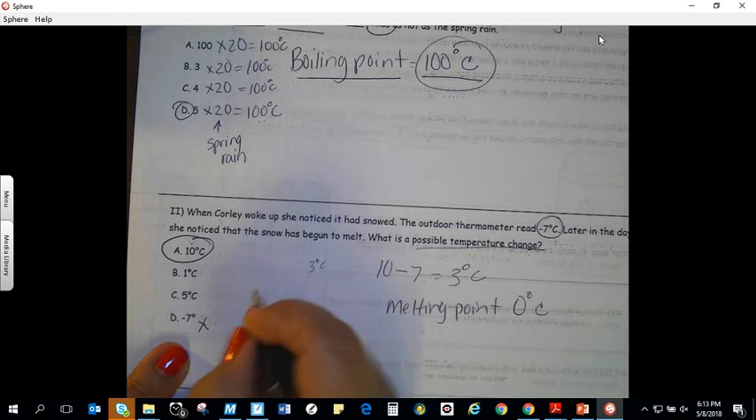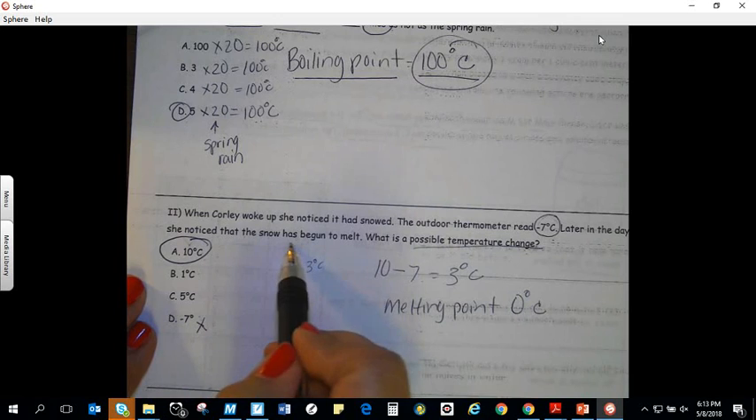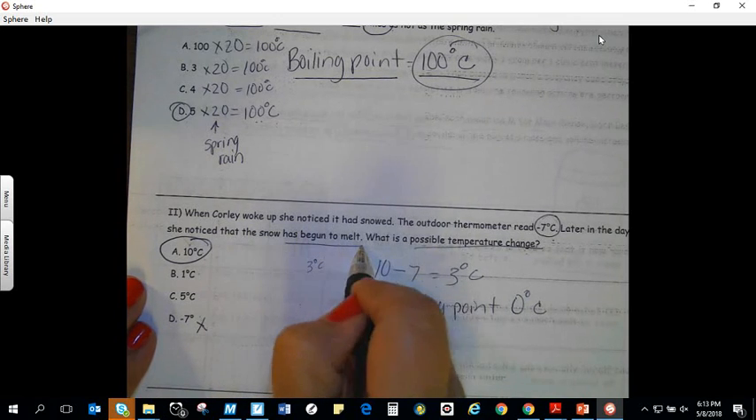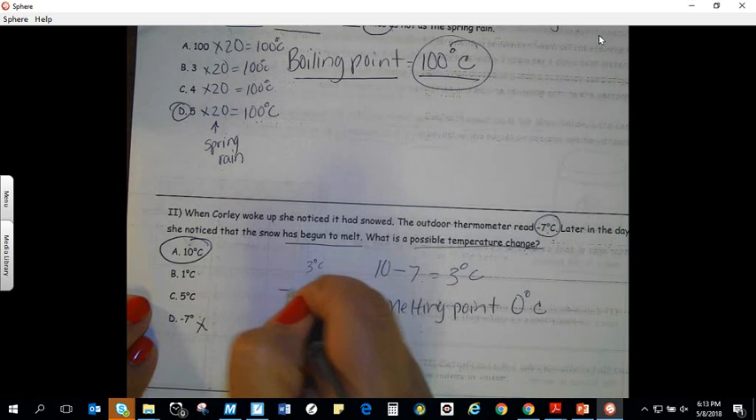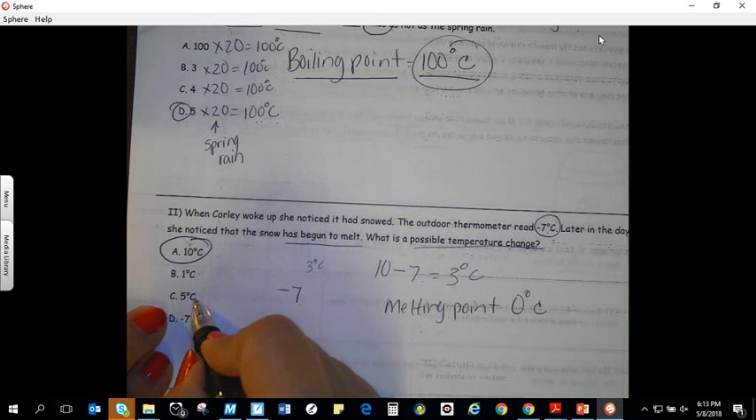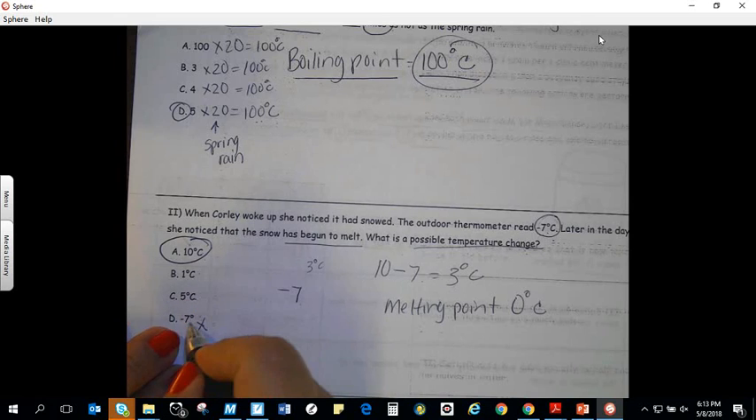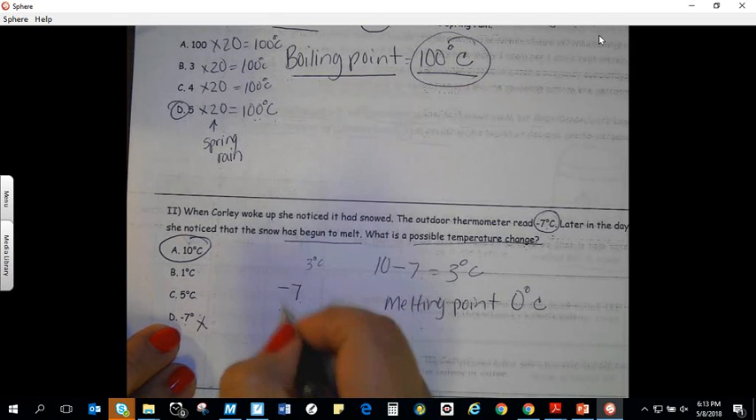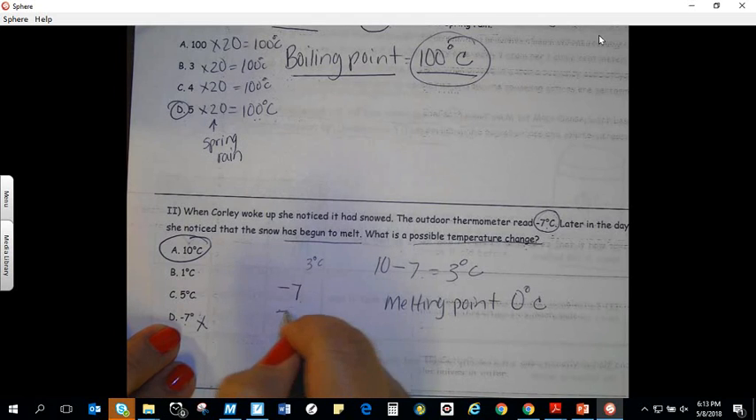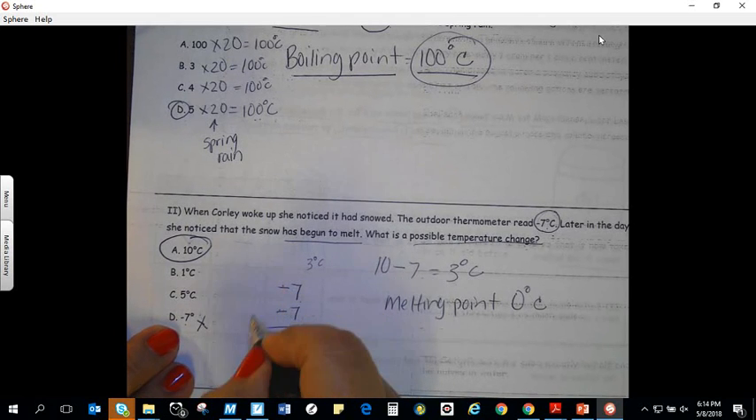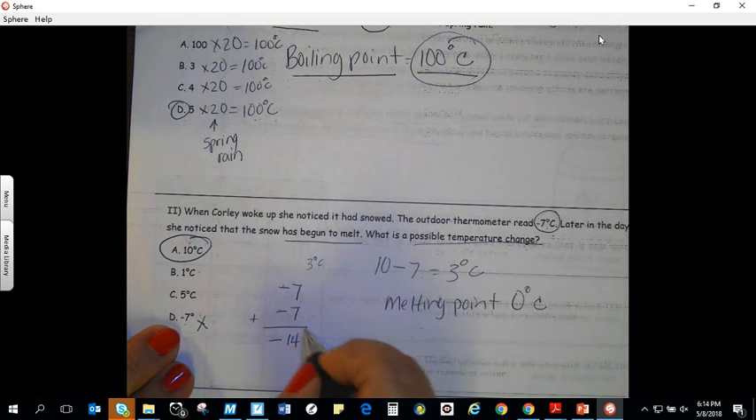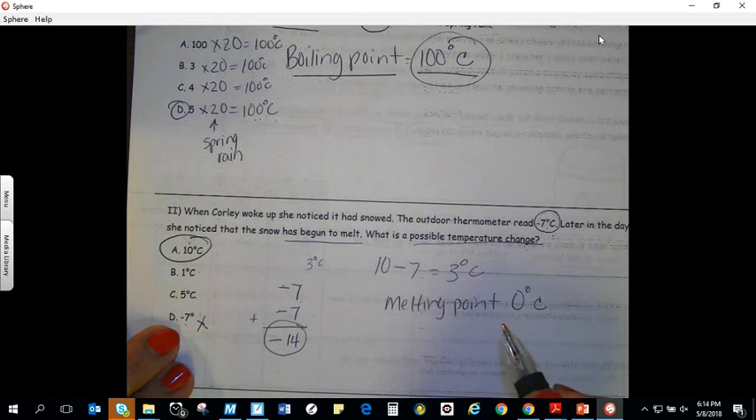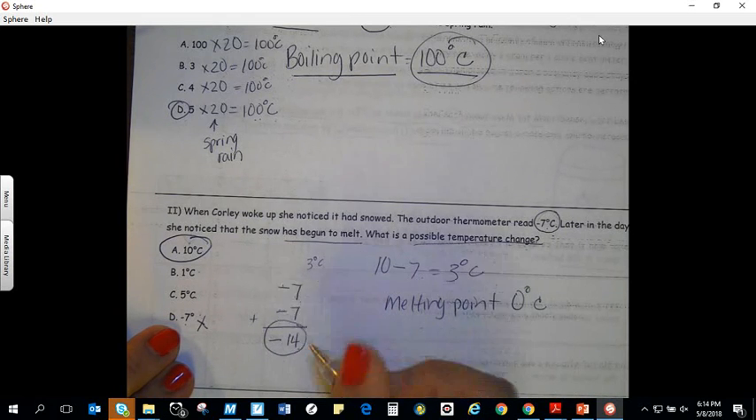Okay, so she noticed that the snow has begun to melt. All right, so now we're looking over here at if it was at -7 and it changed at 5 degrees. Here, if it changed at -7 degrees, we haven't learned negative integers, but if you add a negative and a negative, that negative stays the same, and so 7 plus 7 equals 14, and it only decreases the temperature by -14 degrees. Okay, so that's not a possibility.